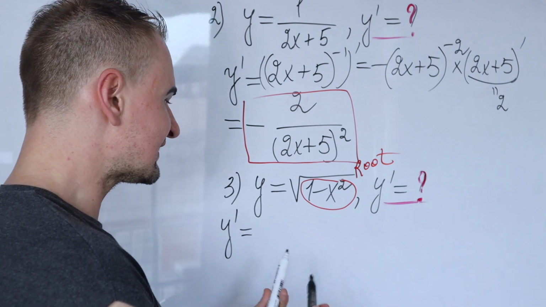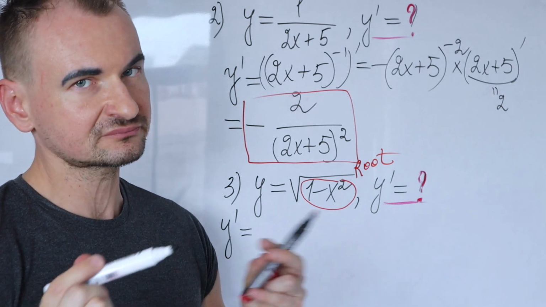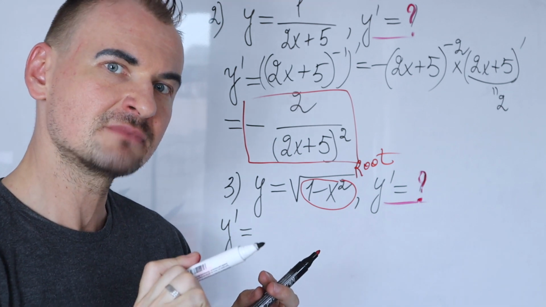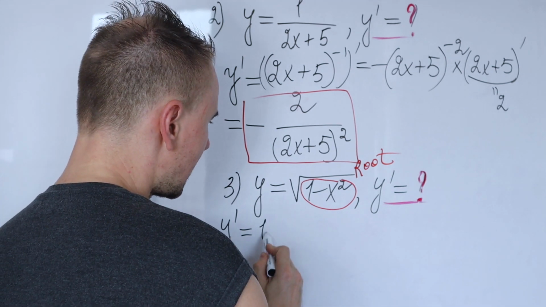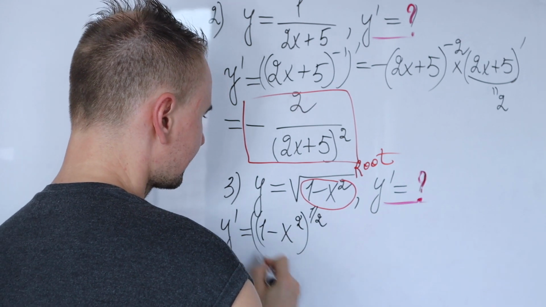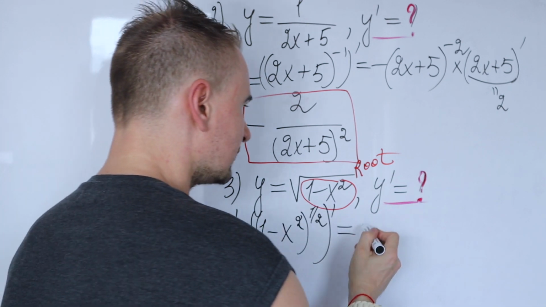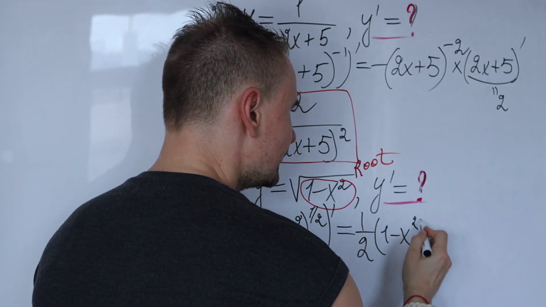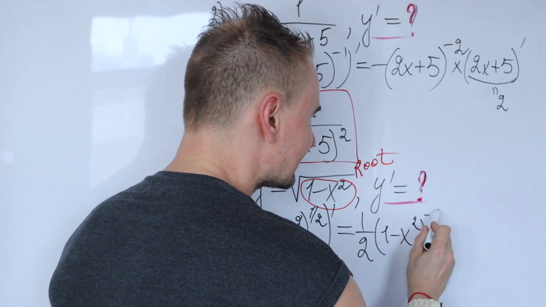You have a root, so let's rewrite it as a power. Anytime you encounter a root, a radical, something like this, all you need to do is rewrite it as a power to fit it into the power rule for derivatives. So it becomes a power of a half, and take the derivative. You bring this power out front, and you reduce this power by 1. So a half minus 1 becomes negative half.